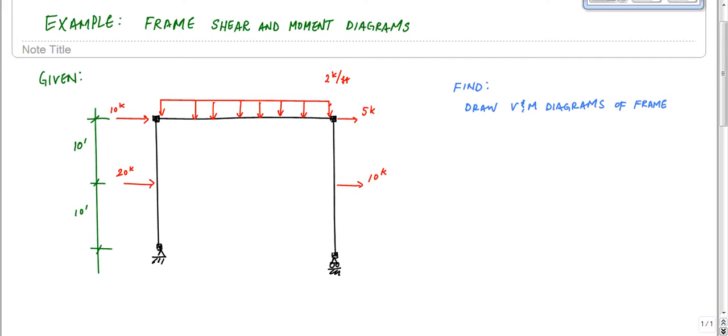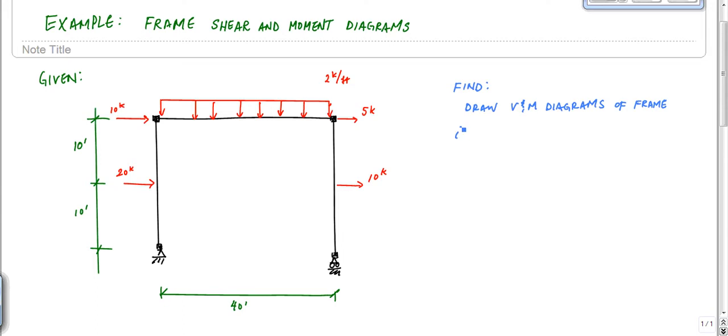All right, so we're gonna do this frame, shear, and moment diagram problem. It's the frame shown. I gotta give you a dimension here, and this would be, bam, we'll say 40 feet, obviously not drawn to any sort of scale. So we're going to draw the shear and moment diagram.